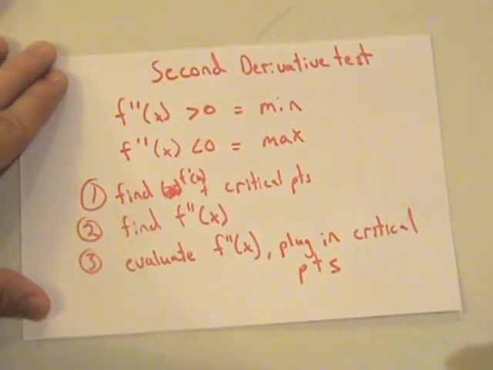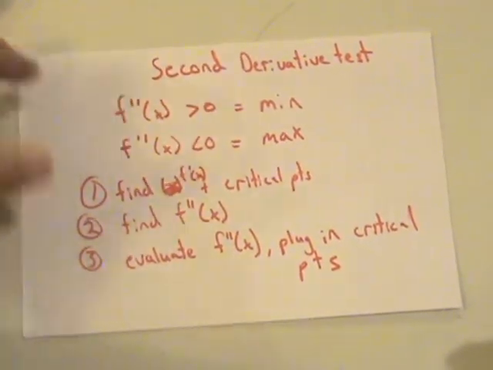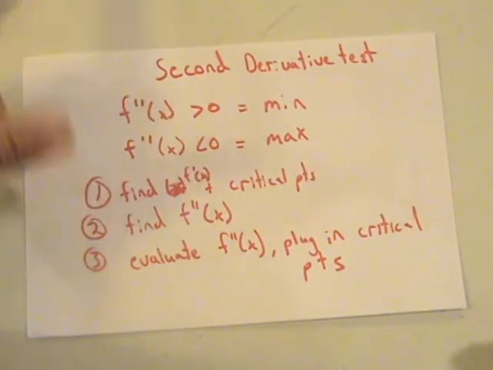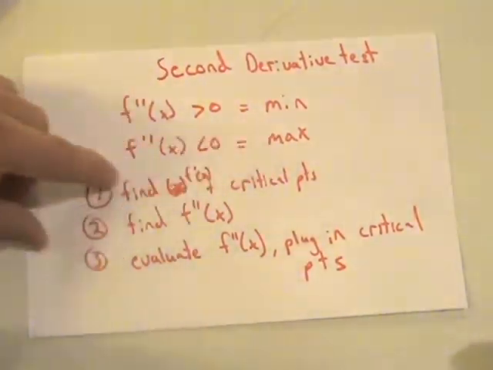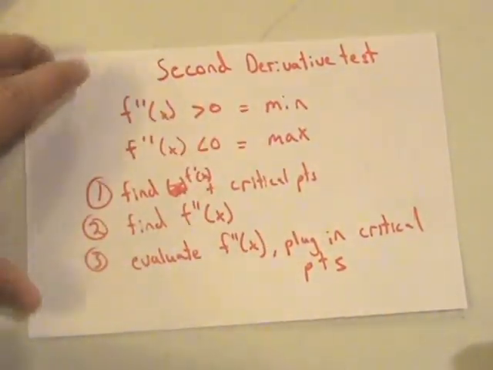And then we have the second derivative test. This is what it is. It's pretty much, if the second derivative is greater than 0, then it's a minimum on the graph. If it's less than 0, it's a maximum.